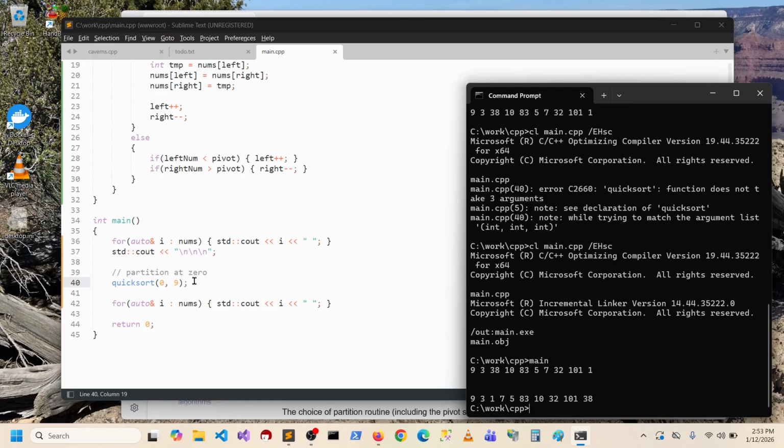101 is greater, so that should go into 32. 32 is greater, so now it goes down to 10, or 7. 7 is less, so now 10 and 7 swap. And now left is 83. That's greater than. So now right is 5. That's less, so those swap. Then we have that. So at that point they meet.